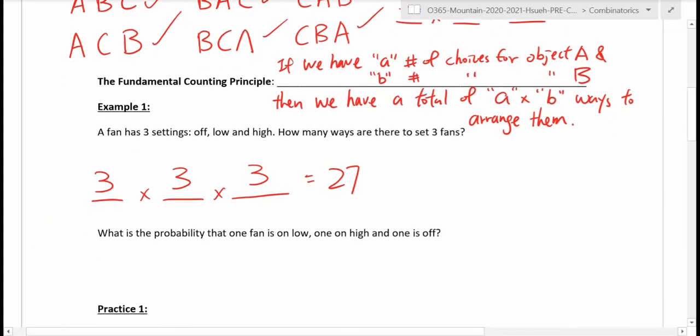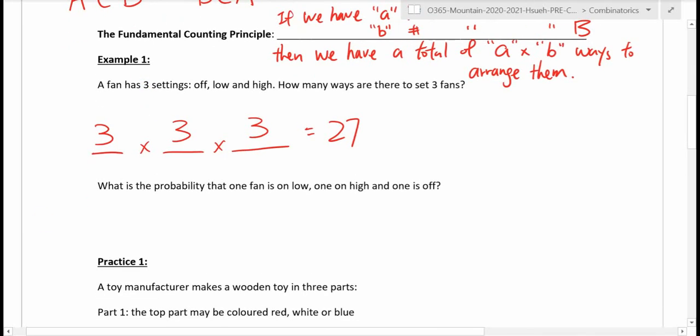The second part says, what is the probability that one fan is on low, one fan is on high, and one is off? So now we want one of them to be low, one of them to be high, and one of them to be off. Probability simply means the favorable outcomes, which in this case is 1 low, 1 high, and 1 off, divided by the total number of outcomes.